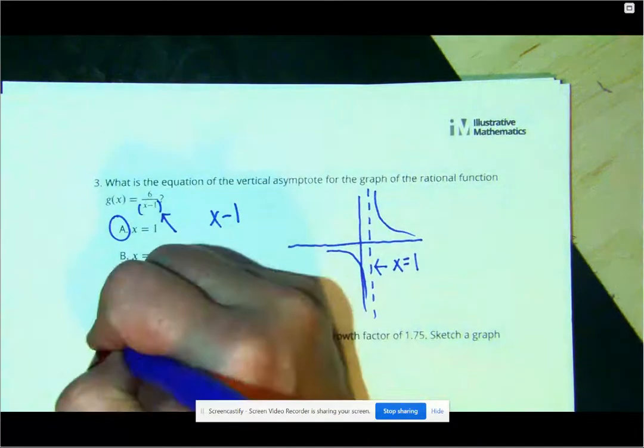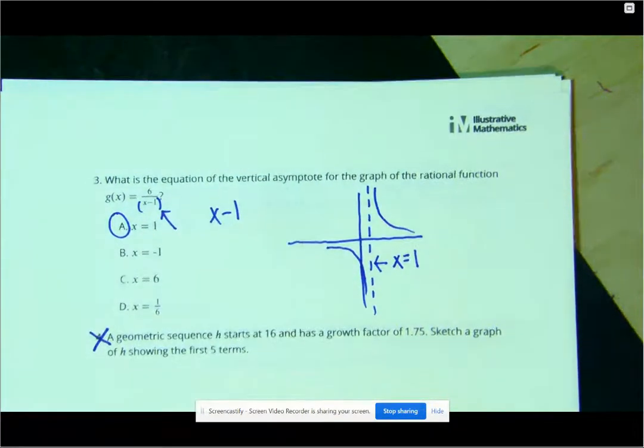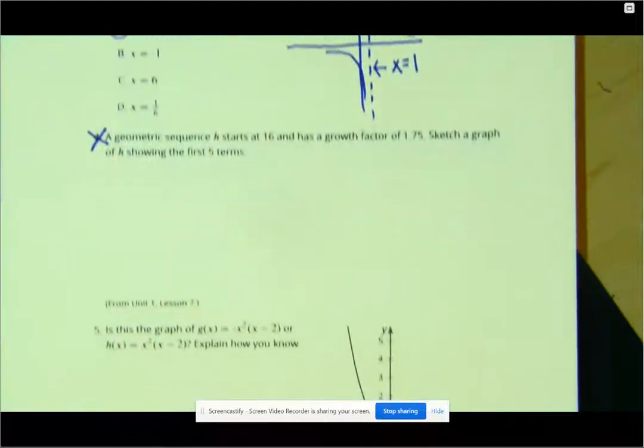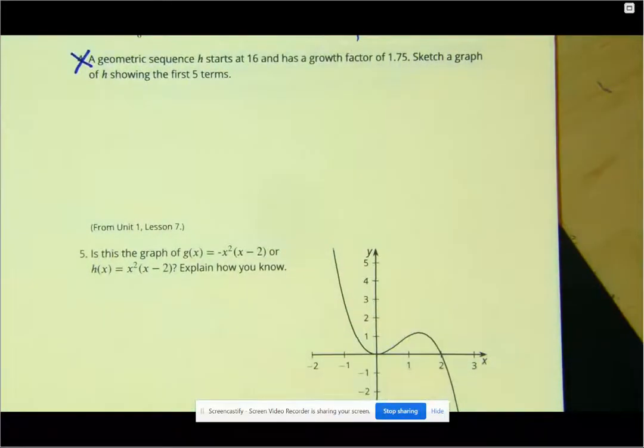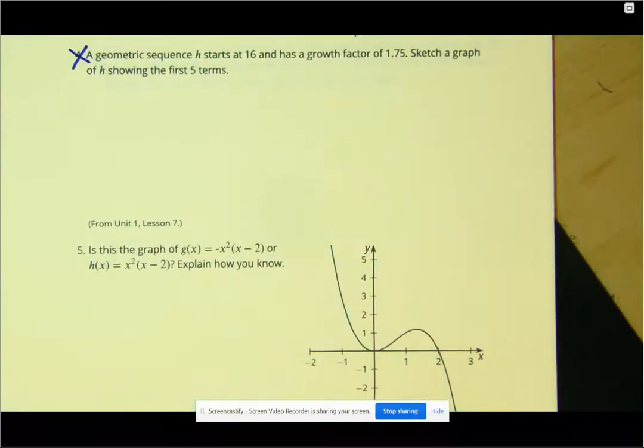We are skipping number 4. That is from a lesson that we did not do in Unit 1. Number 5, review question from our work with polynomials. Is this the graph of g of x or h of x?